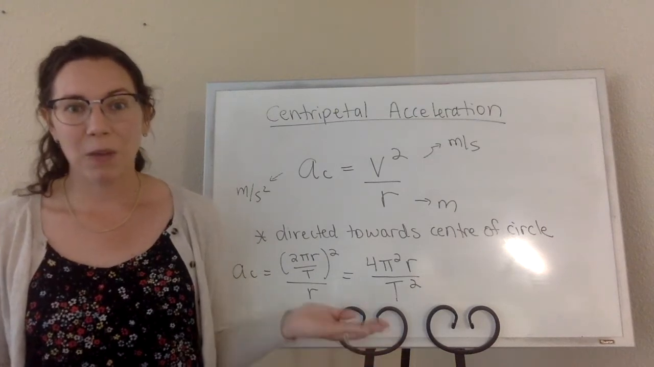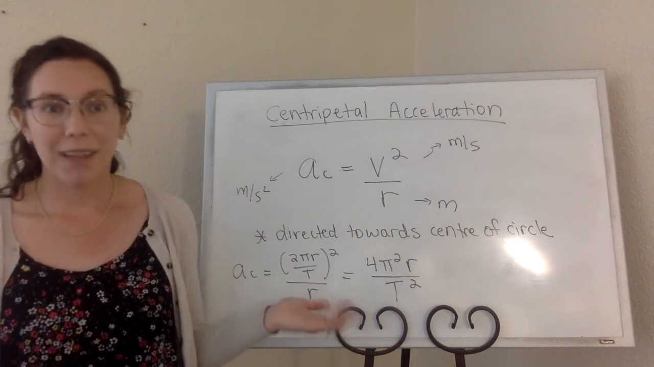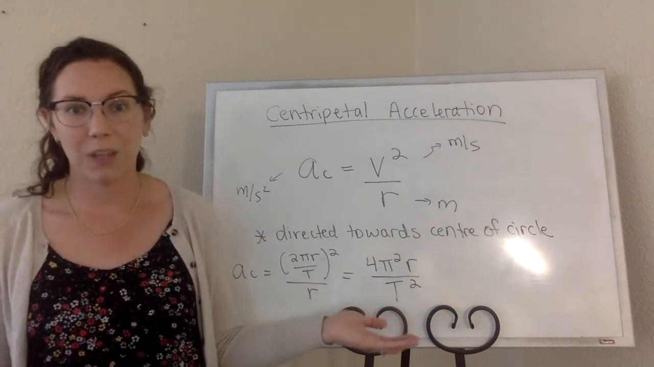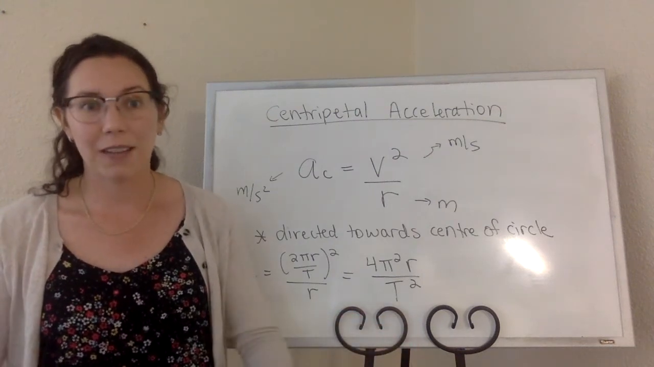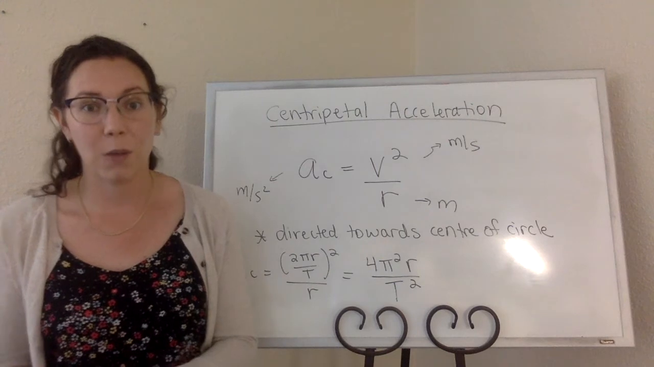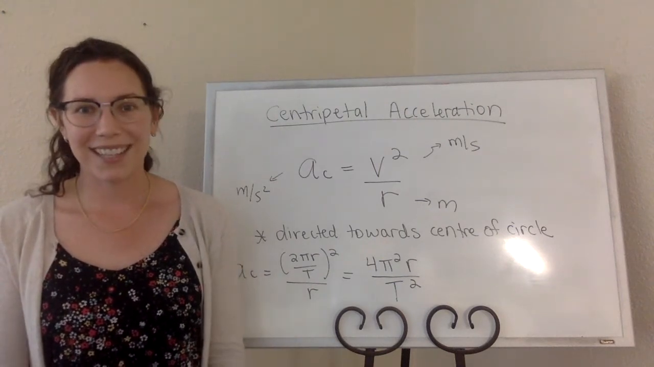I've just included one more thing. Since we know that the speed is 2 pi r over the period, you could plug this in, and then you can find this expression for the acceleration in terms of the period if you didn't want to calculate the speed first, or this gives you a way to go directly between acceleration and the period. Okay, let's look at some examples.